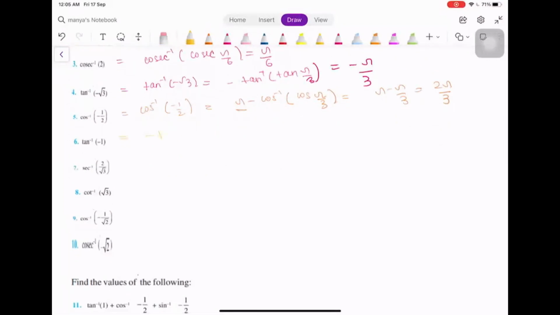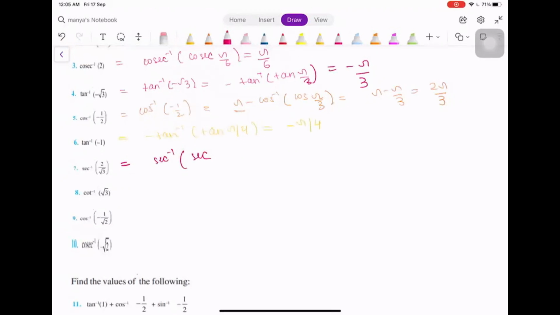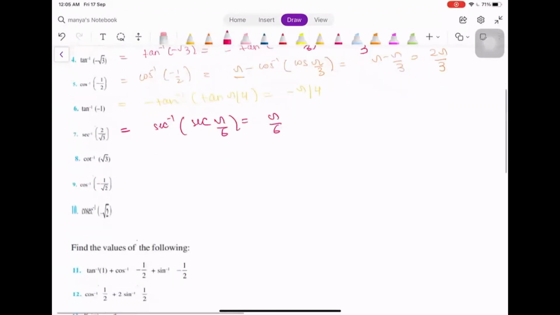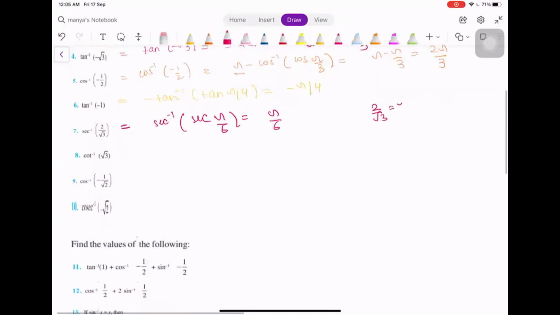Then the case of tan inverse: we know that in tan inverse the minus sign comes outside. It would be tan pi by 4, so it would be minus pi by 4. So you see how easy it is to find the principal values. Okay. Sec inverse, nothing to do, we just need to write the values. Sec inverse sec pi by 6, so it would be pi by 6. Root 2 by root 3 is the value of sec at pi by 6.